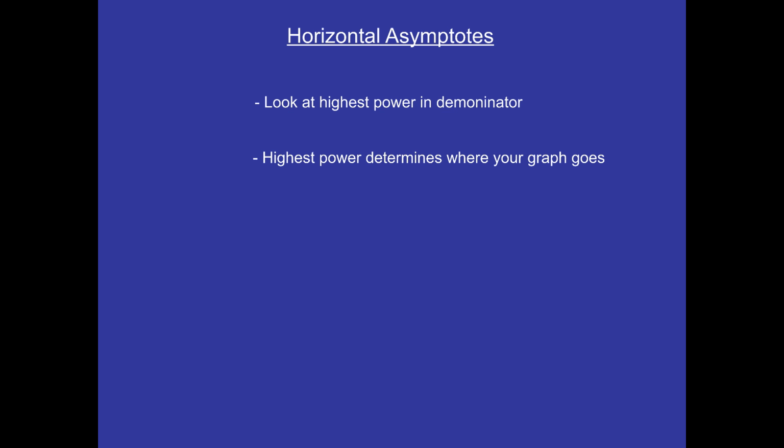This one is much easier to find. A horizontal asymptote is, as the name implies, a horizontal line that f of x approaches forever without touching. We will be finding where f of x is going when you plug in huge positive and huge negative numbers. What you do is you look at the highest power in the denominator and the numerator. These exponents will determine where your graph is going to go.